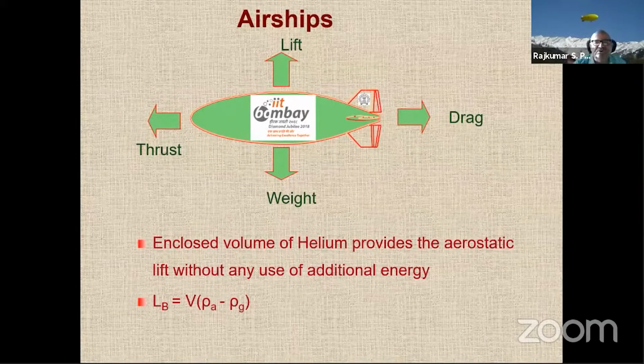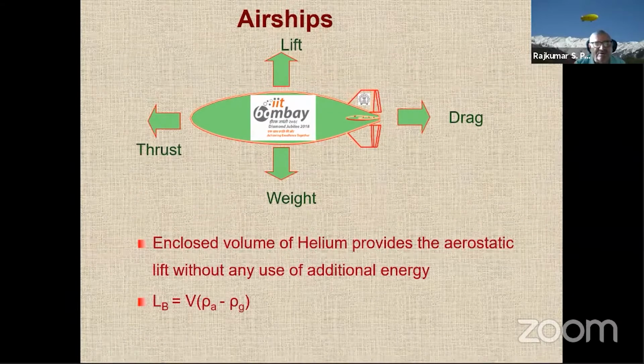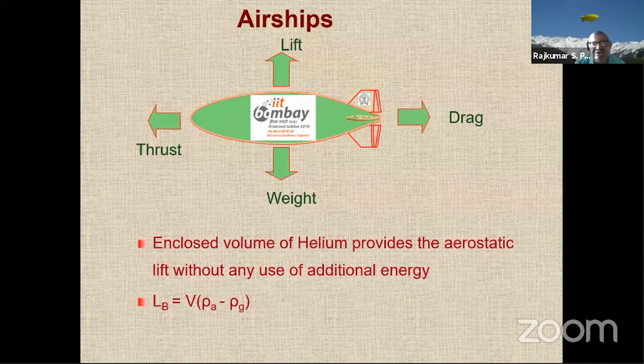So on the bottom, you will see the only formula that you will see in my presentation today. Remaining is only going to be pictures and videos and photos, etc. So the buoyant lift LB is equal to the volume of the envelope V into the difference in the density between the ambient air outside and the gas inside. So if you want to increase the lift because you want to carry more, how will you calculate the payload capacity of an airship if you know the value of LB? How will you calculate how much load the airship can carry?